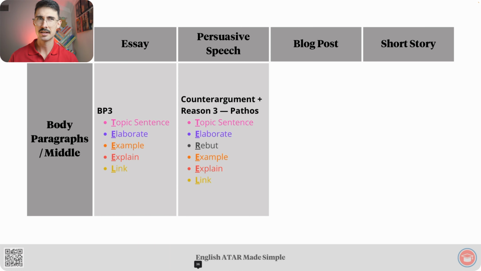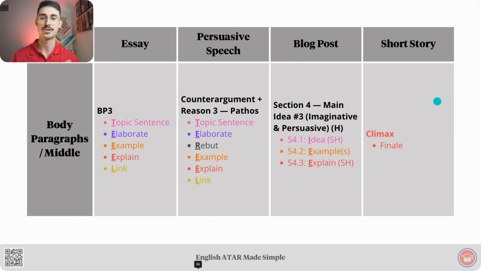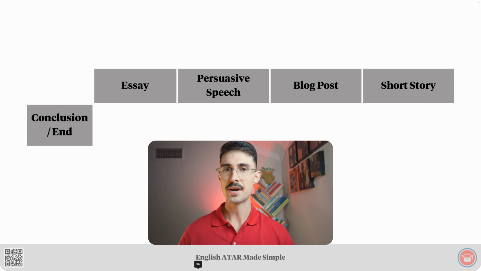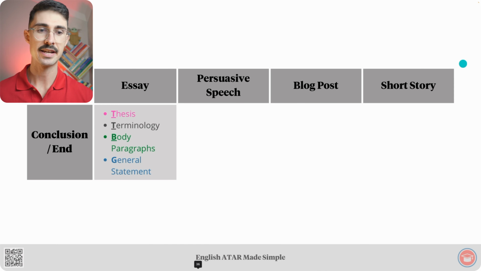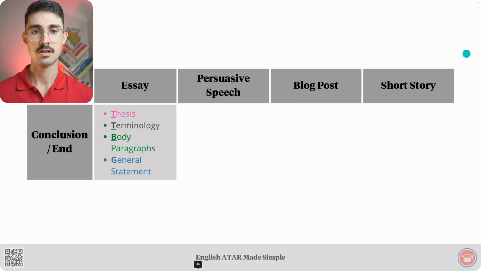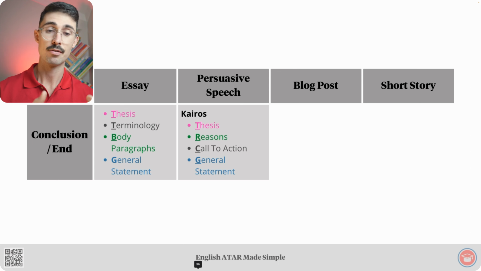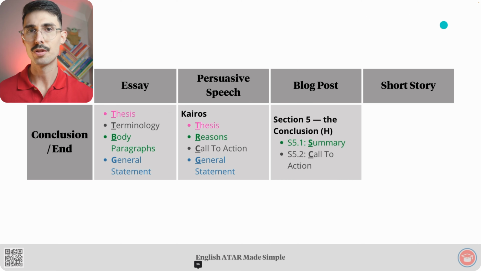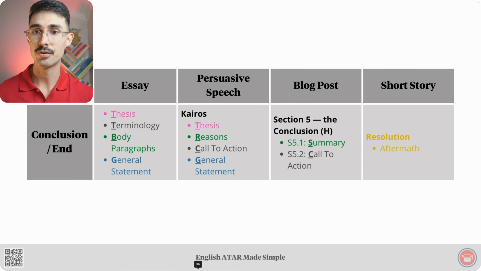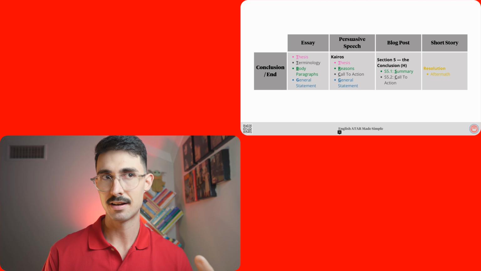BP3 is the counter argument and reason 3 for a persuasive speech. For a blog post, it is section 4 or main idea 3, and for a short story, it is the climax. The final component is the conclusion. For an essay, this is just your standard TTBG. Tick, tock before gram. For a persuasive speech, the theme is kairos and it's TRCG, or trained rats catch goats. For the blog post, it is section 5 or the conclusion, and then for the short story, it is the resolution. So that's a comparison of the structure of each main text type in AIMS.